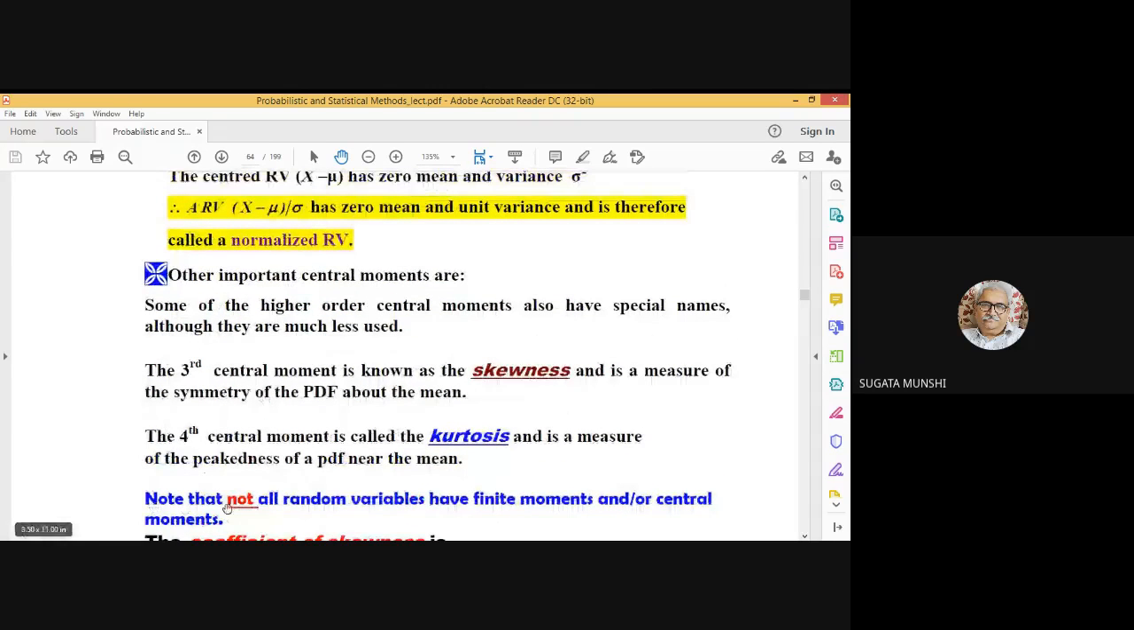Just end with this note that not all random variables have finite moments or central moments. I have already pointed out what condition has to be satisfied. The integral of magnitude of x to the power k times fx over minus infinity to plus infinity should be finite.